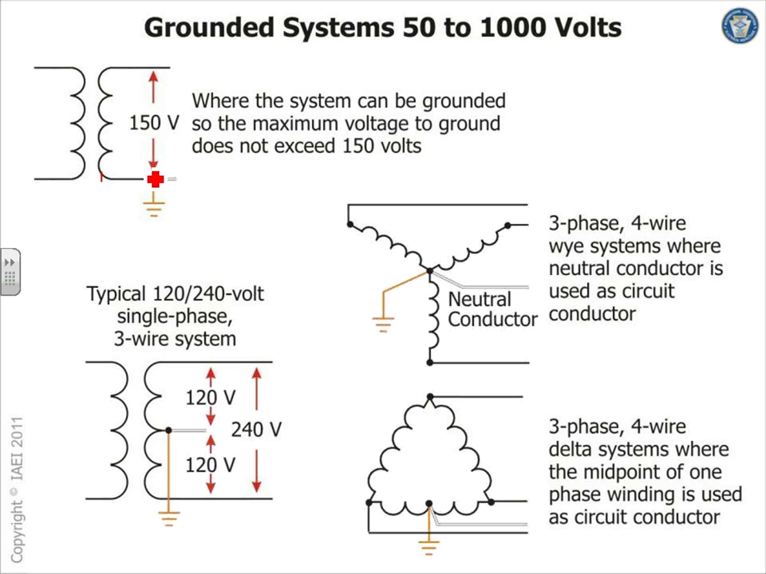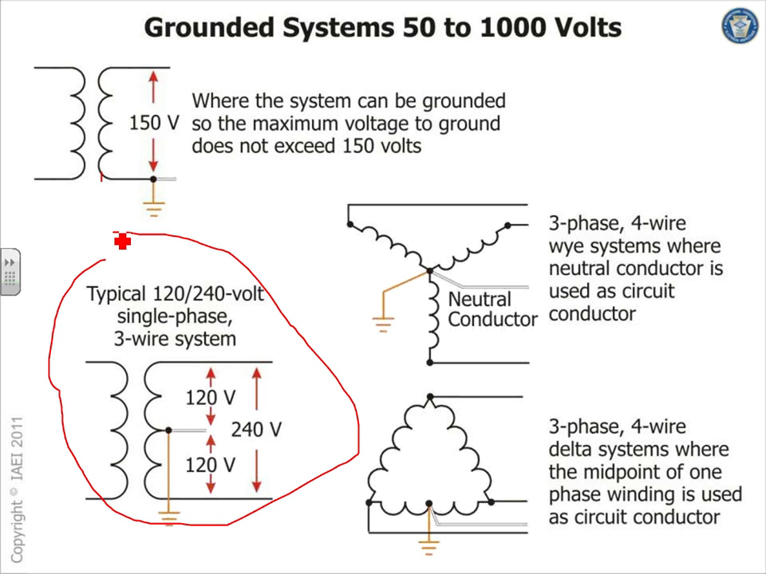Anybody worked on a system 120 only? I'm sure they have. They used to use it, and this is the most common system in residential. So if you have a system, guys, 120/240, single phase, 3 wire, coming to a building to feed it, it must be grounded. That's typical.